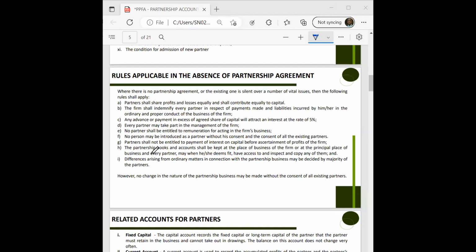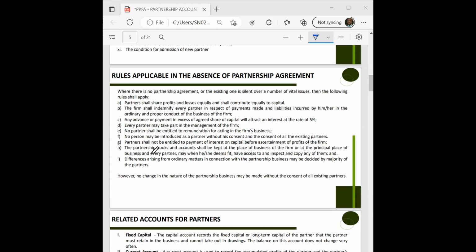Number 2, the firm shall indemnify every partner in respect of payments made and liabilities incurred by him in the ordinary and proper conduct of the business of the firm. It means that as a partner, while doing the business for the partnership, you must reimburse me. Every partner must be reimbursed. You won't say, I am your partner, so you don't need to collect your money back. No, you must be reimbursed for any amount you spend in the course of the business.